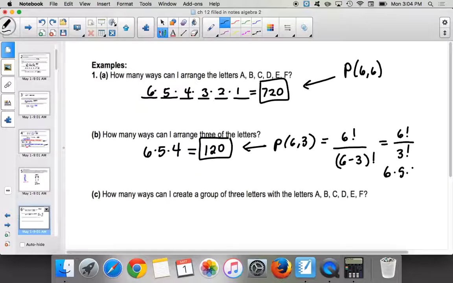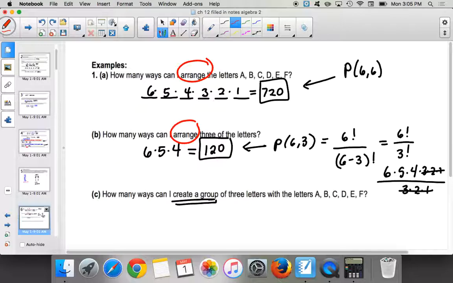It's 6 times 5 times 4 times 3 times 2 times 1, over 3 times 2 times 1. And Julian's saying, oh, that last part, it just goes away. It gets canceled out anyway. That's why it ends up being 6 people in 3 slots. That's the way I think of permutations. 6 people going in 3 slots. Did you get it? So how many ways can I create a group? I did not use the word arrange this time. Arrange means order matters. It means I'm putting them in a certain order. If I'm creating a group of items, then if I have ABC, it's the same as BCA. It's a group. So what do we do here?